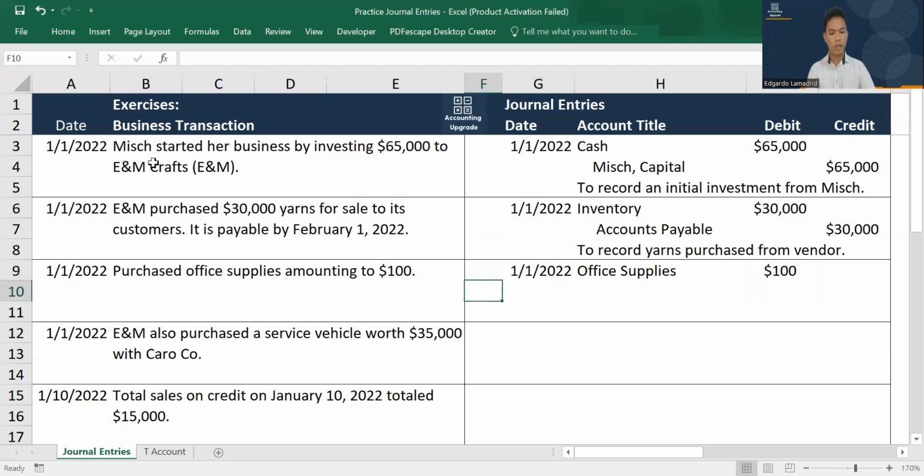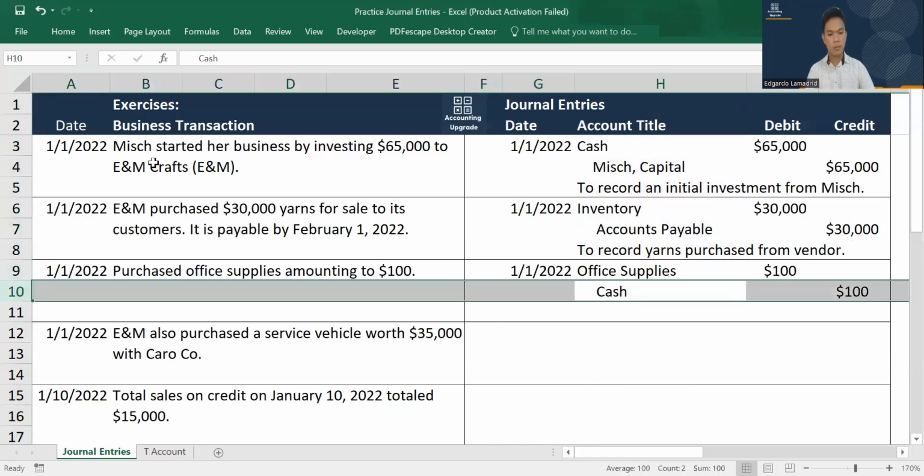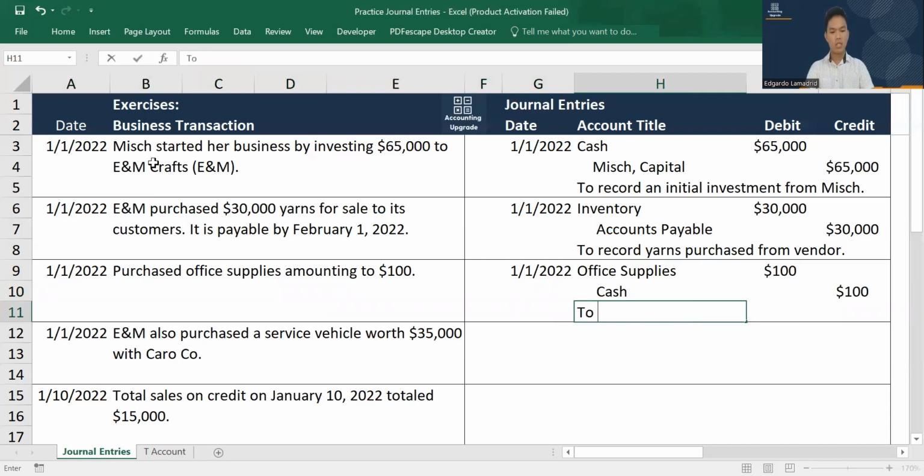And then we will identify whether it is on cash or on accounts payable. Since there is no mention here that it is on accounts payable, we will indicate on the credit side, cash, amounting to $100. As you can see, the office supplies are increased by $100, so we debit it. And then the cash is decreased by $100, so we put a credit on cash amounting to $100. And again, the equation is balanced and everything is working fine. Okay? So let's put a short description to this transaction. To record office supplies purchase.